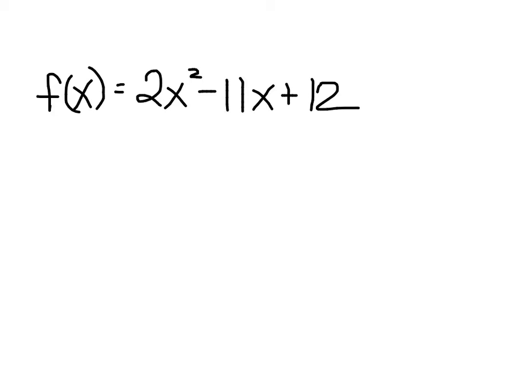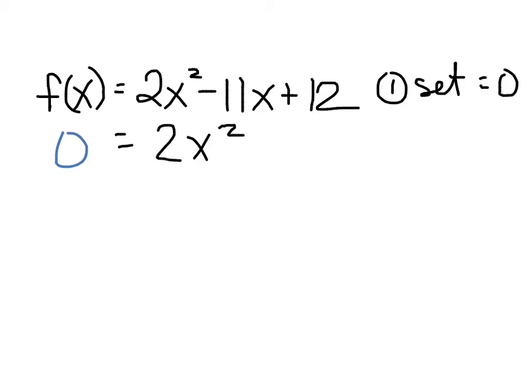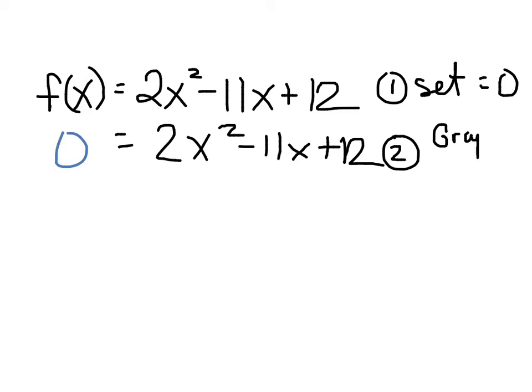The first thing that I would do though for this problem is set it equal to 0. So I've got 0 equals 2x squared minus 11x plus 12. Okay, so I'm putting 0 in there for the f of x. Step 2, you have 3 options at your disposal right now. One of them is you could graph it, you could square root it, or you could factor it. Okay, I don't care which method you use. That is your choice.